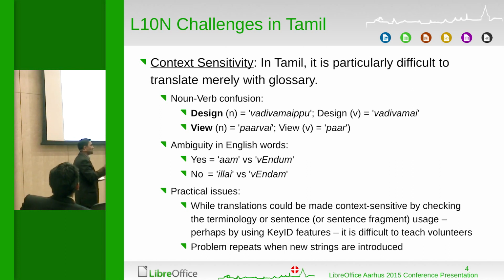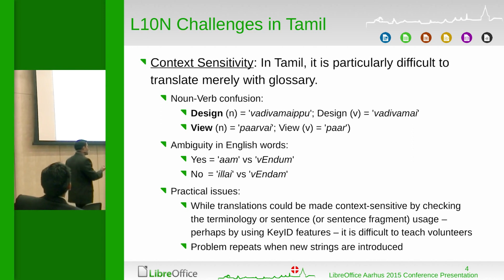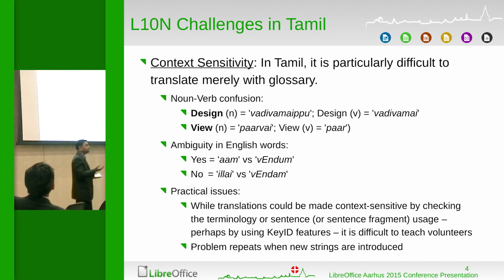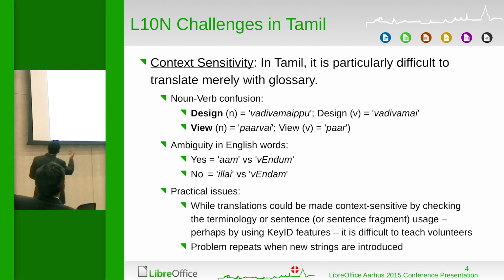Without context information provided for the translator, we cannot just give either vadivamaippu or vadivamai. So if I do vadivamai, my another colleague in some other string will translate it as vadivamaippu. So it will change the context. When I use it in the Tamil interface, I will see it is not appropriate. So we have to go back again and change the translation so that it is usable by the end user.